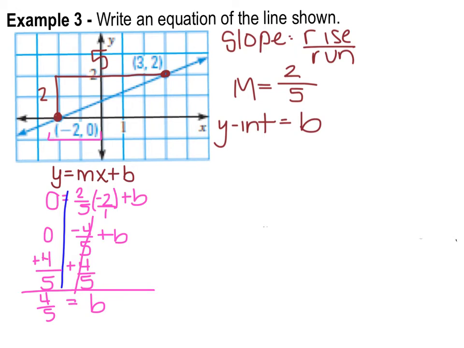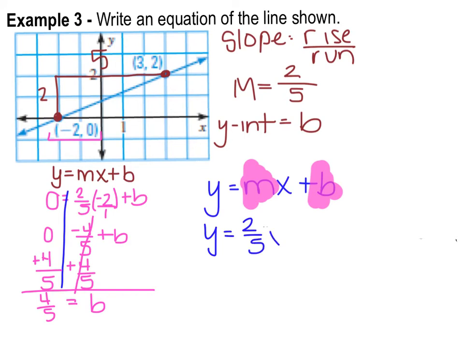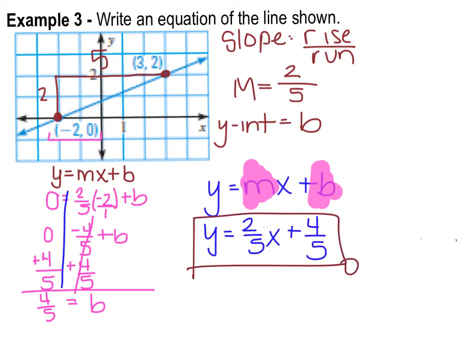So my last step is to write out my slope-intercept form, y equals mx plus b, and I'm going to replace or substitute in m and b. So I'm going to write y equals m is 2/5, x, b is a positive 4/5. And here I have my perfect slope-intercept equation. Again, if you need a chance to catch up, feel free to push pause, copy down the notes. If you got stuck somewhere, make a note of that, and you can ask your teacher in the morning.